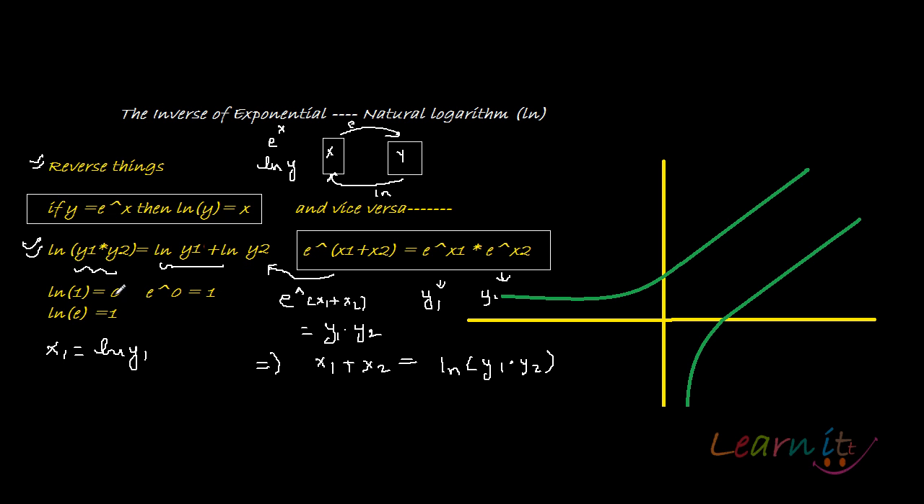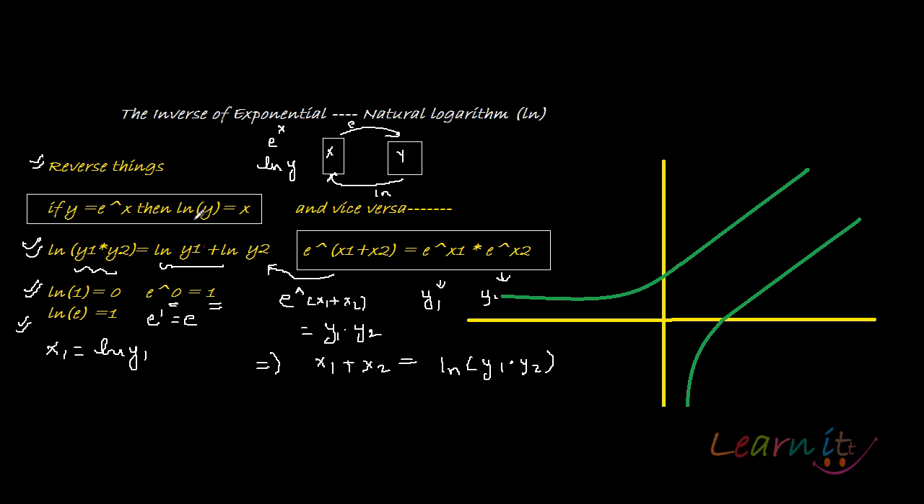Few more important things. Now, since e to the power 0 equals 1, what do you think will be log 1? When this turns into domain for logs, ln 1 will equal y. ln 1 will equal 0. And similarly, ln of e will equal 1. That's because e to the power 1 equals e. So, ln e equals 1.